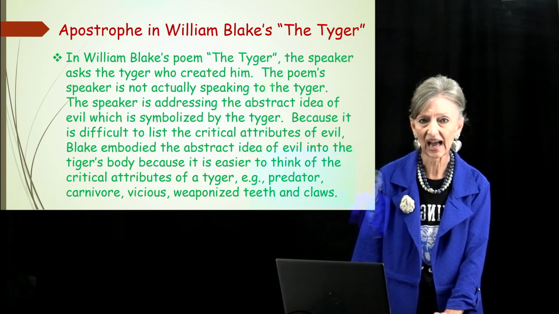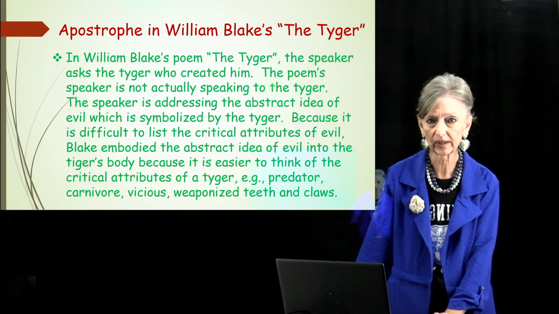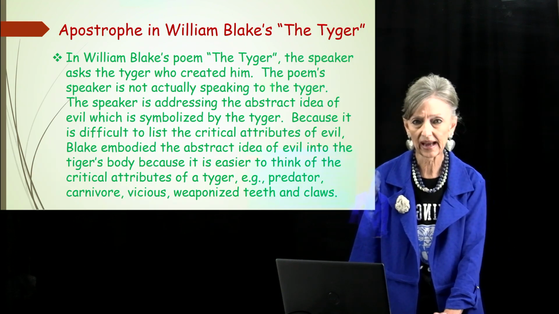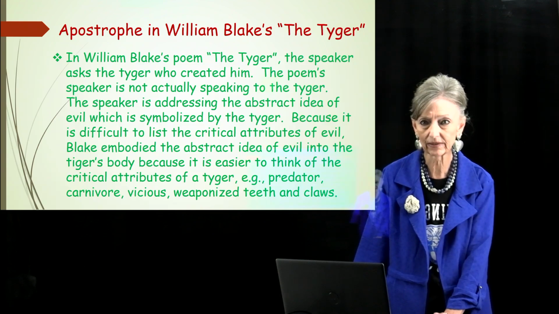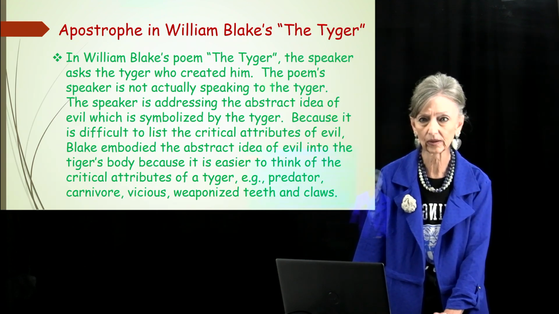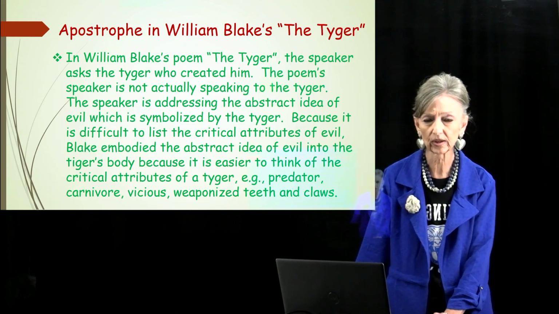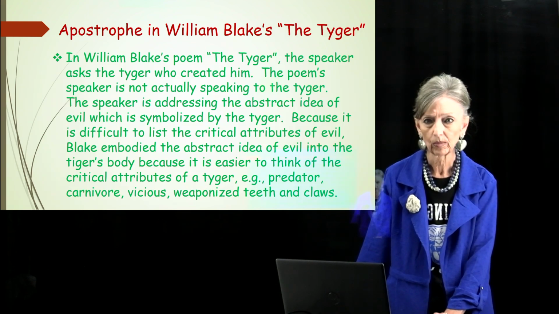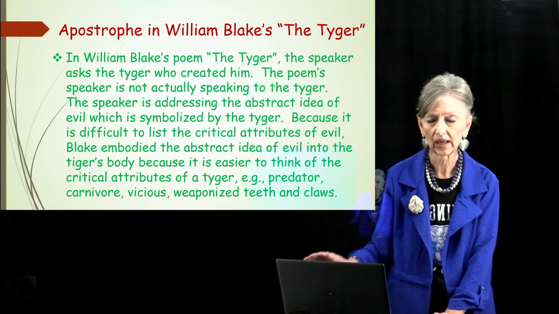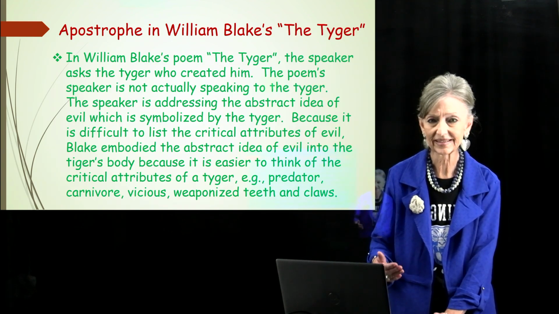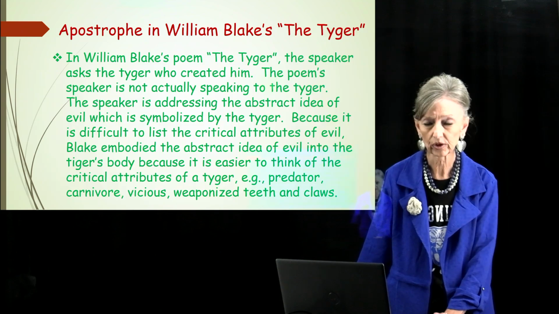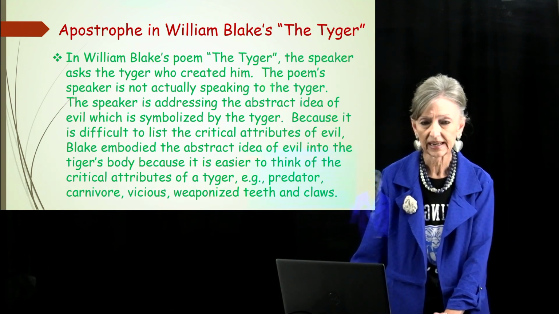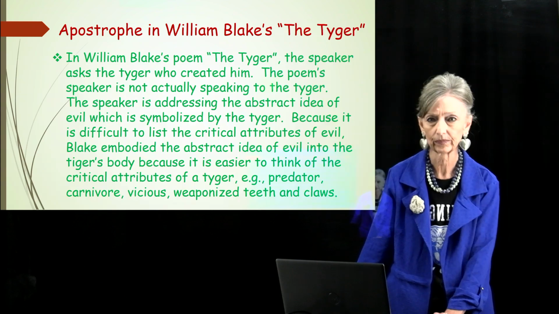In William Blake's poem, The Tyger, the speaker asks the tiger who created him. The poem speaker is not actually speaking to the tiger. The speaker is addressing the abstract idea of evil, which is symbolized by the tiger. Because it is difficult to list the critical attributes of evil, Blake embodied the abstract idea of evil into the tiger's body because it's easier to think of the critical attributes of a tiger, a thing that we can see. We know he's a predator, he's a carnivore, he's vicious, he has weaponized teeth and claws.